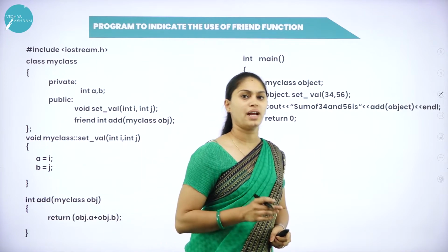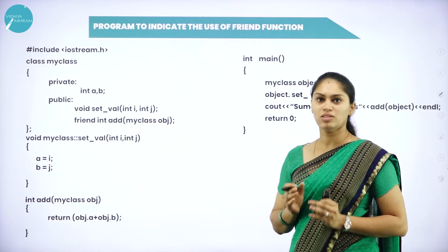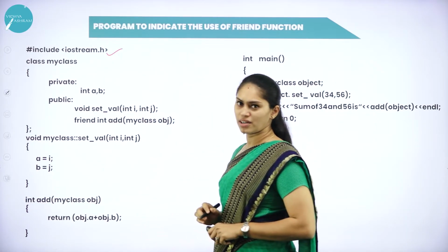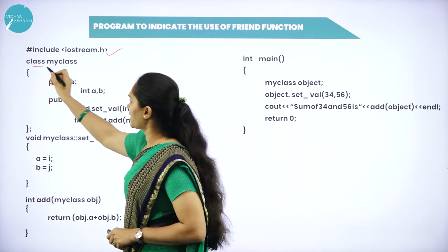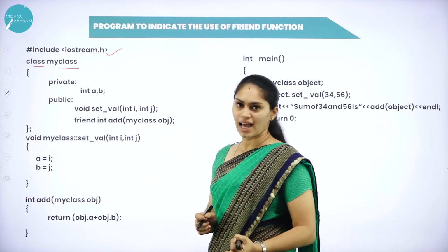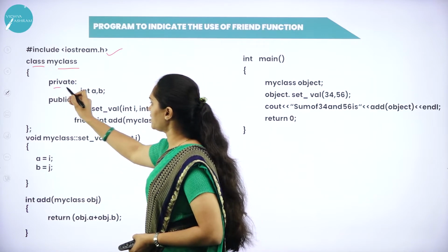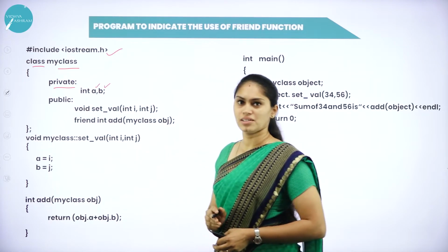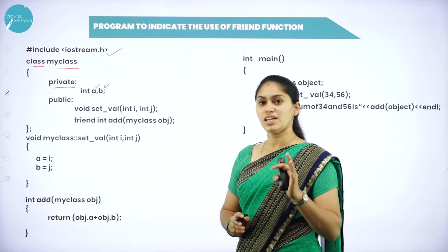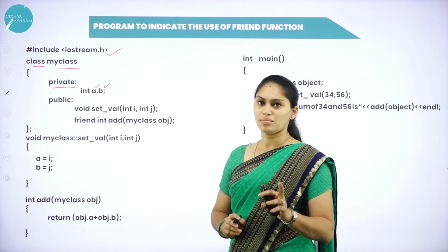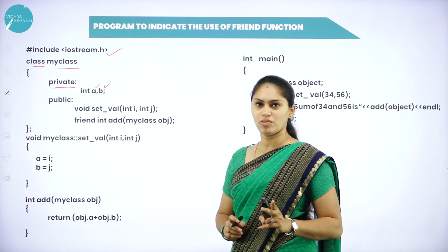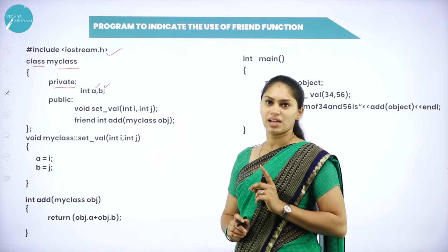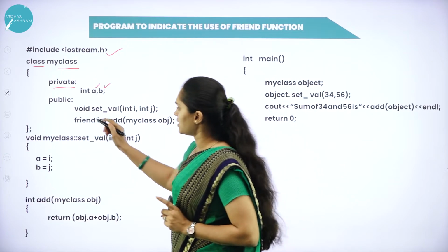Now we'll see one program to understand the concept of the friend function. Here I am taking the header file iostream.h. I am creating a class called MyClass. After that, I am creating data members A and B, which come under private. Why do we require this friend function? In order to access the private and protected members of a class. Here I am declaring two variables, A and B, of type integer, under the private access specifier.